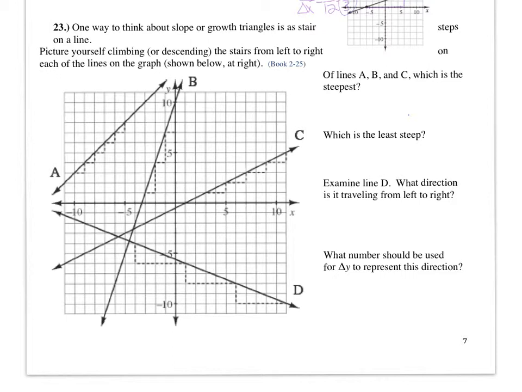Number 23, one way to think about slope or growth triangles is stair steps on a line. Picture yourself climbing or descending the stairs from left to right. Each of the lines on the graph shown below at right. So of the lines A, B, and C, which is the steepest? So looking at the steps A, B, or C, hopefully you're going to say B. Which is the least steep? That would be C.